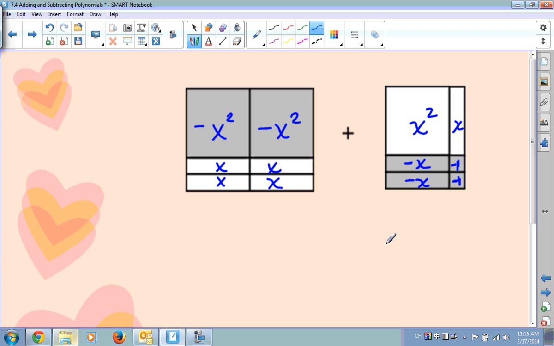Why are the x squared squared? Because if you did an x times an x, if you were to line up a bar times a bar, it makes the shape of an x squared. So an x times an x is x squared.